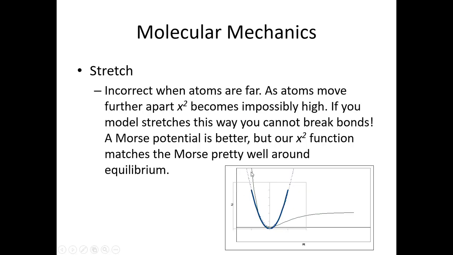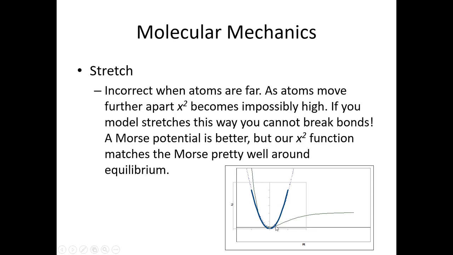Well, the real situation with atoms follows this thin line here that you can see, which is a Morse potential, and you can see that as we put atoms close together, the x squared potential that we've got from Hooke's law matches the Morse potential really, really well. However, when you try and pull atoms apart, you can see that Hooke's law predicts that the energy will increase quite rapidly, but in reality the energy won't go up so much.